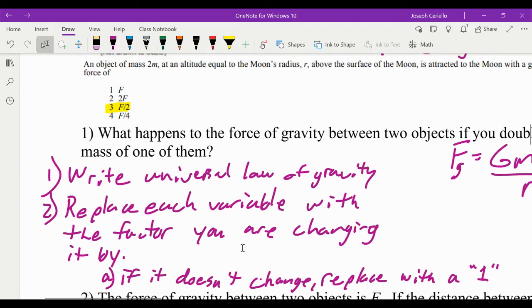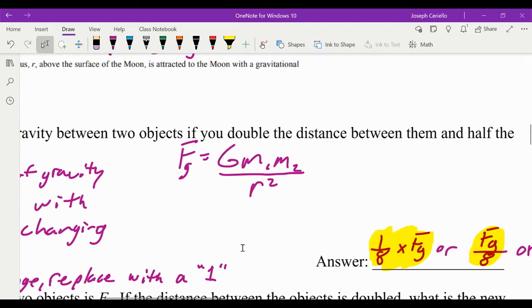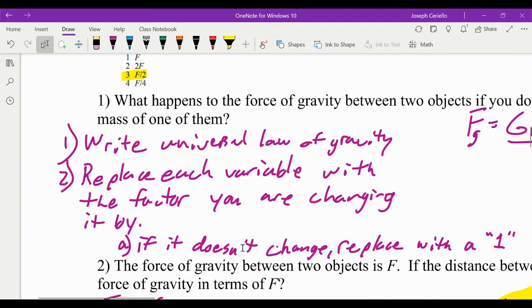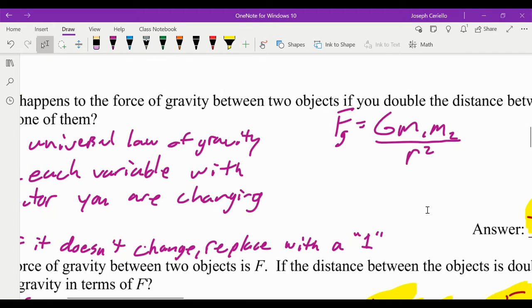Number 1 says, what happens to the force of gravity between two objects if you double the distance between them and half the mass of one of them? So how do we do this? It's quantitative, but we're not actually calculating the force of gravity. We just want to see how much it changes by. Is it half as strong, twice as strong? What's going on? So the first thing you have to do is write the universal law of gravitation.